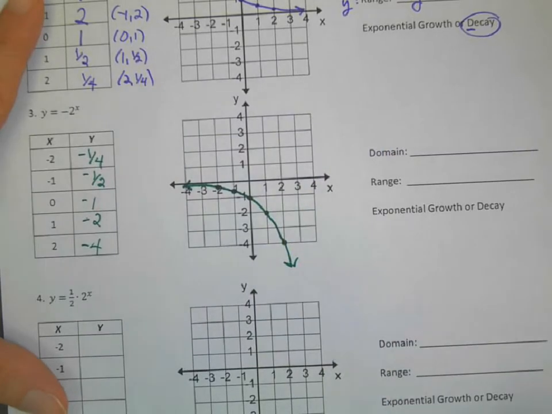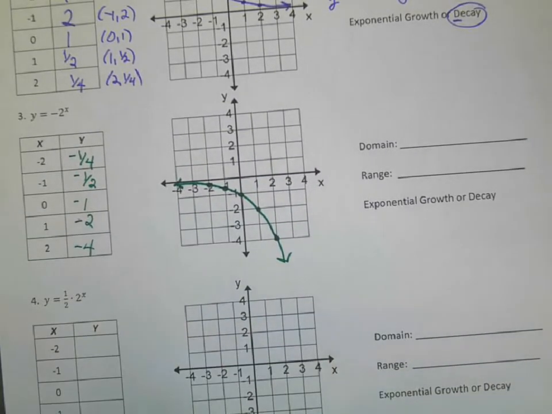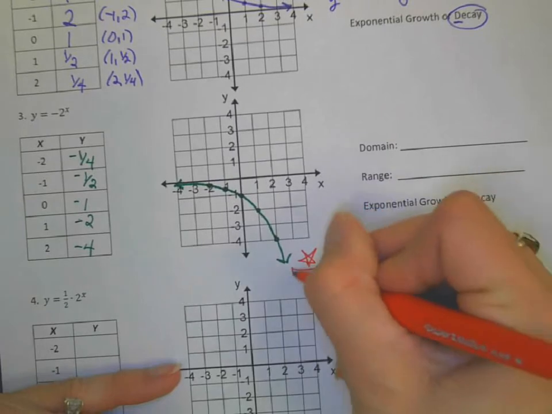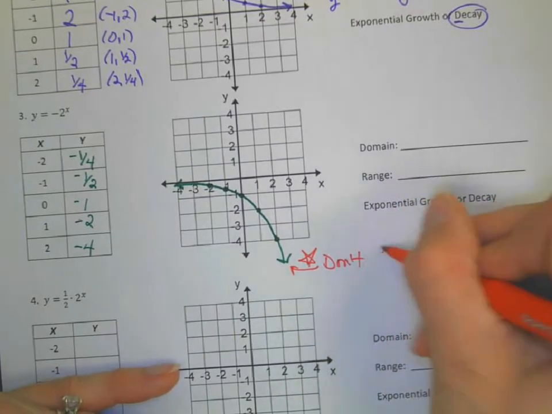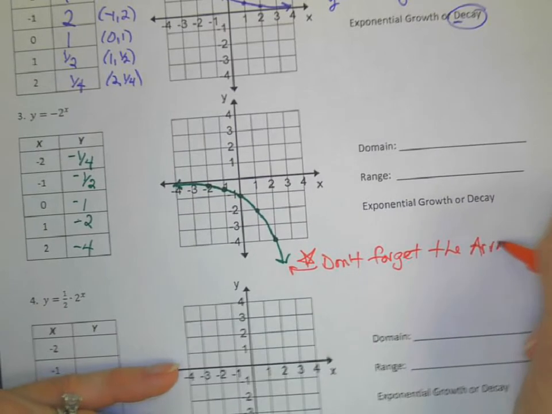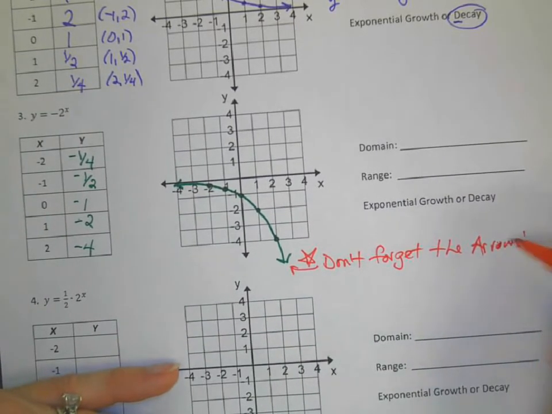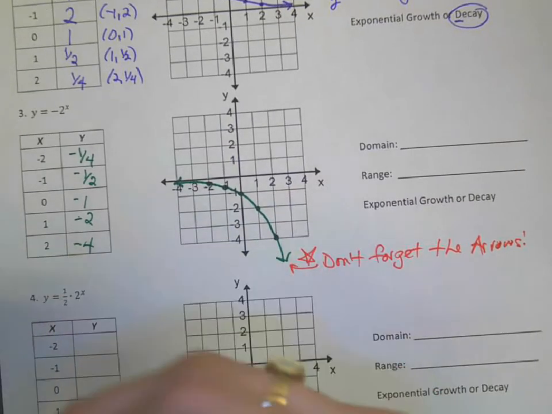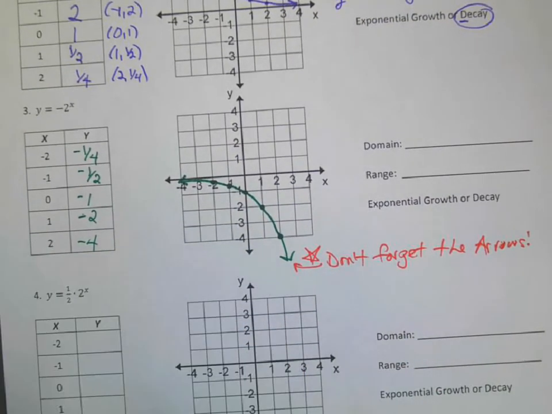Don't forget the arrows. Should we write that down? Let's write a little note. Don't forget the arrows. Just because we stopped at negative 2 or 2 doesn't mean you can't plug in 3, 4, 5 if you'd like. You can keep going.